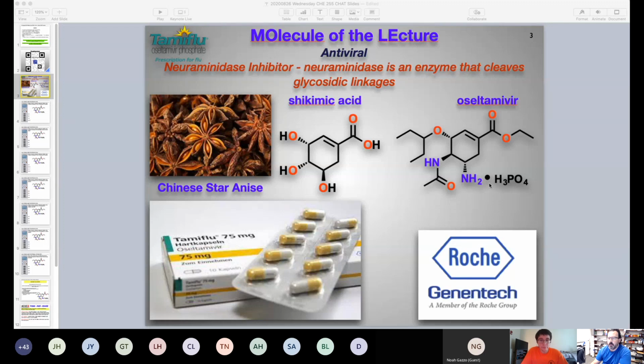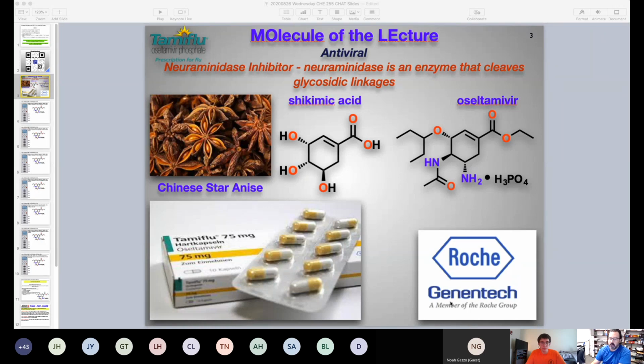This dot right here means that this molecule is formulated as a salt of phosphoric acid. We have a basic nitrogen that is forming an acid-base reaction with phosphoric acid. And the reason that things are formulated like that in these pills is it gives it better oral availability. So what does that mean? You take a pill, you swallow some water, it goes into your gut. This helps your stomach basically digest the molecule when it's in this form.